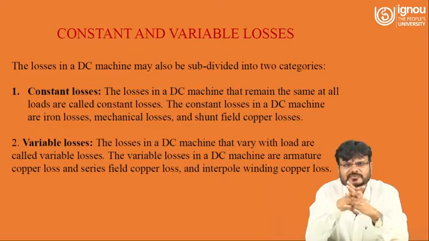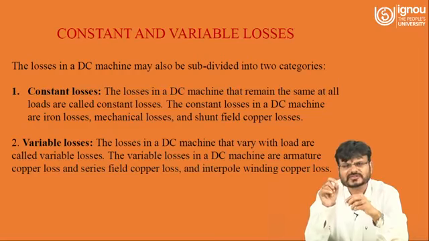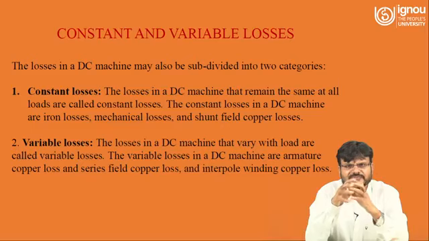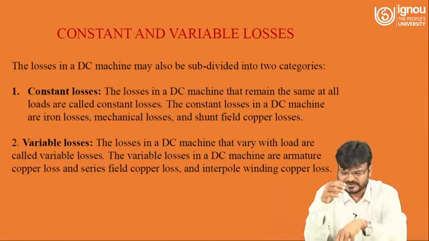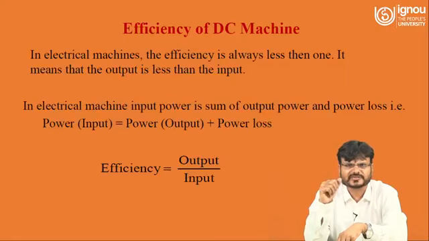Then the other losses are variable losses. These losses in the DC machine that vary with the load are called variable losses. As the armature current increases or decreases, these losses increase or decrease, because they are nothing but I square R losses. The variable losses in DC machines are the armature copper losses, series field copper losses, and interpole winding copper losses. And stray loss is the summation of the iron losses and mechanical losses.